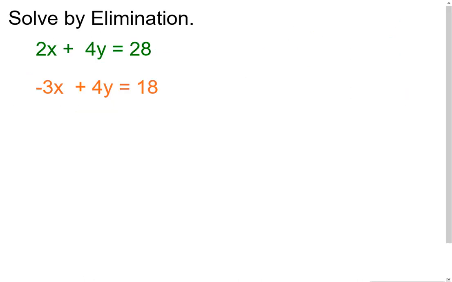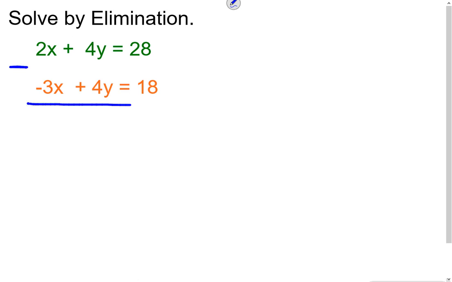Now in my next example, I'm going to do the same thing. I'm going to look to eliminate my x or my y. But in this case, I look at my x's and one's 2x and one's -3x. So if I add them together, that doesn't eliminate the x's. If I subtract them, that doesn't work either. So now I look to my y's and they're both positive 4y. If they're both a positive 4y and I want to eliminate the y's, I'm going to have to subtract this time.